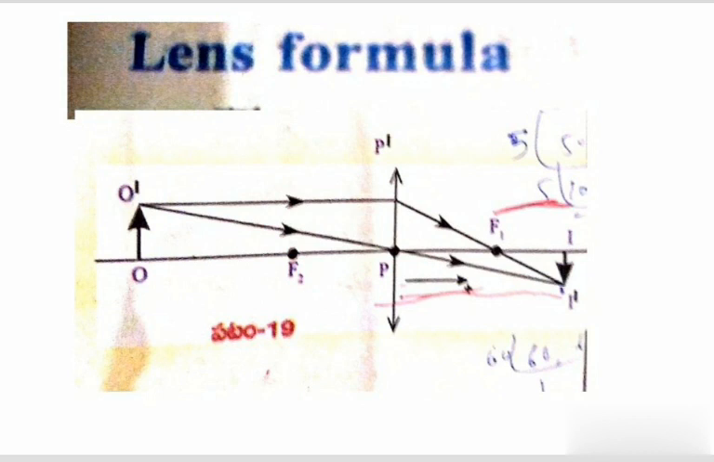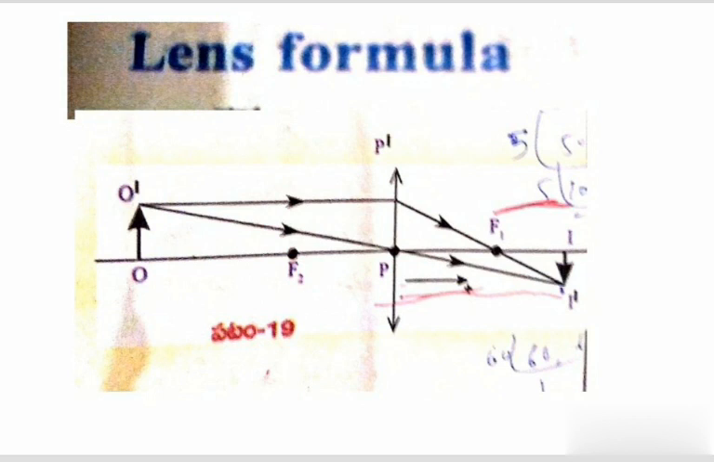Yes or no? From O dash, one ray travels parallel to the principal axis and passes through the focus after refraction. The second ray passes through the optic center. These two rays meet at one point, and that point of convergence is I dash. From this I dash we should draw one line onto the principal axis.